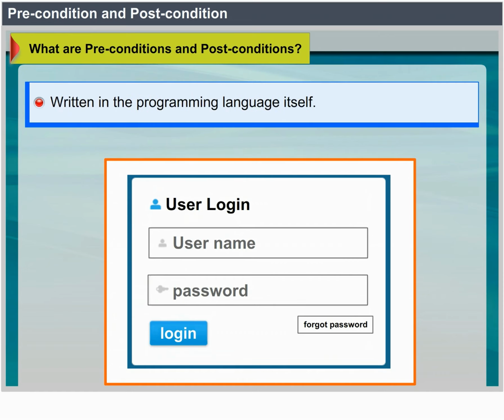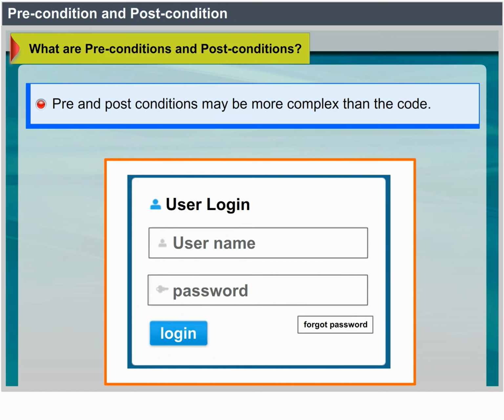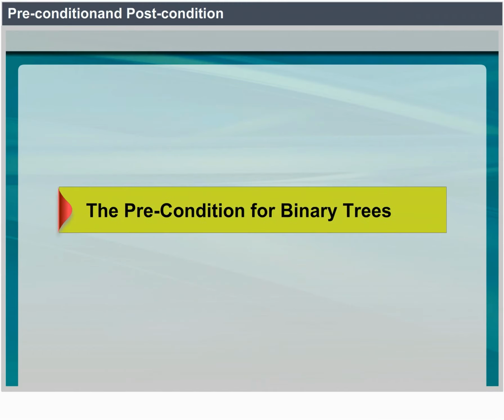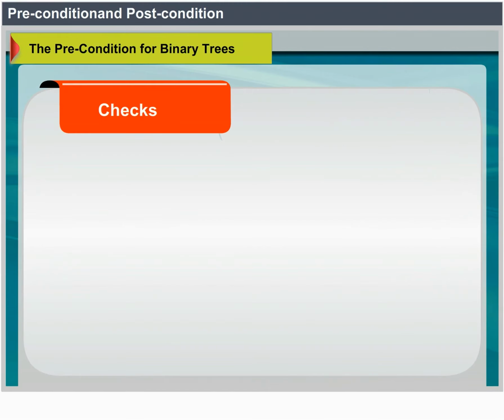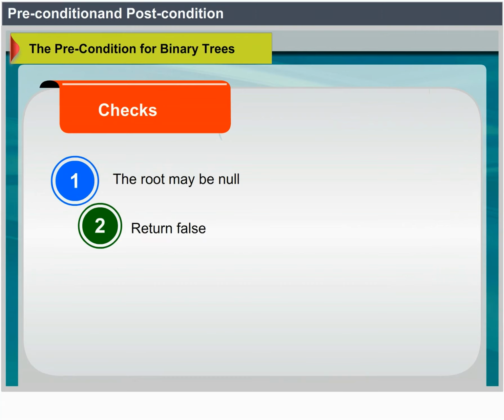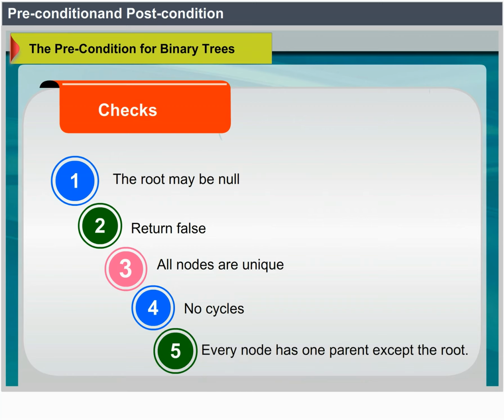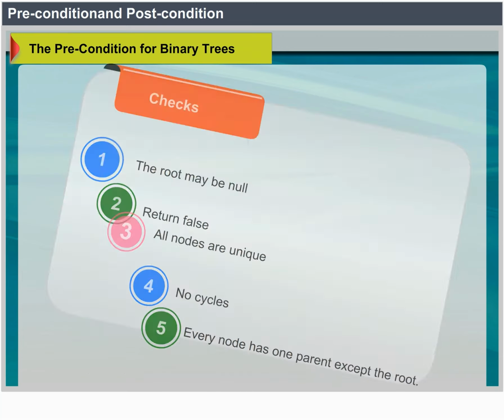Written in the programming language itself, full pre and postconditions may be more complex than the code, but they are useful even if they do not cover every situation. The precondition for binary trees checks: the root may be null, return false; all nodes are unique; no cycles; every node has one parent except the root. An example may be seen on the screen.